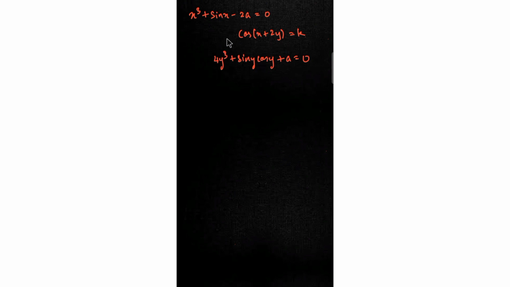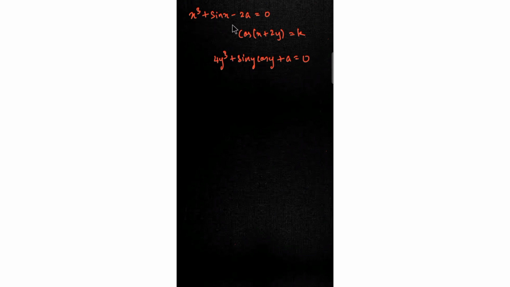In these equations, if I know the value of x plus 2y, I would get the value of k, because it's cos of x plus 2y. So I just need to find the value of x plus 2y. I could solve these equations to get the values of x and 2y, but it's not possible because we have three unknowns and only two equations. So we need to find another way of solving, that is, to find the relation between x and 2y.